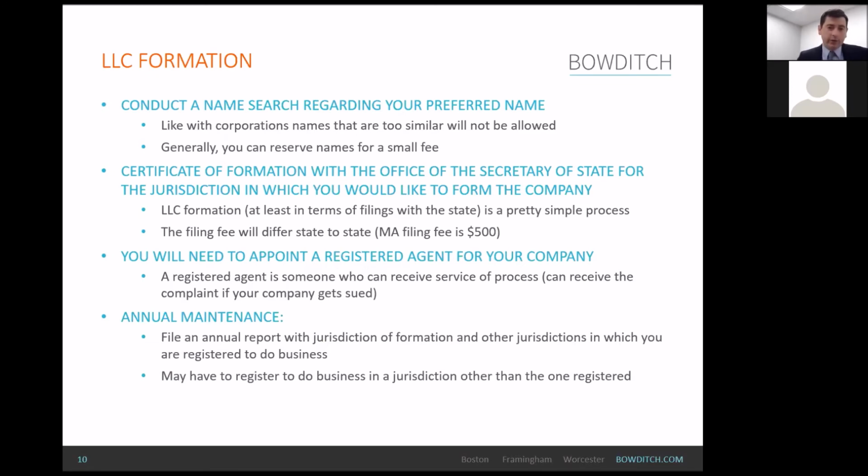Your annual maintenance, you're going to have to file annual reports with the Secretary's office in whatever state you are registered to do business in. So that will be your home state. And in Massachusetts, again, the $500 fee.